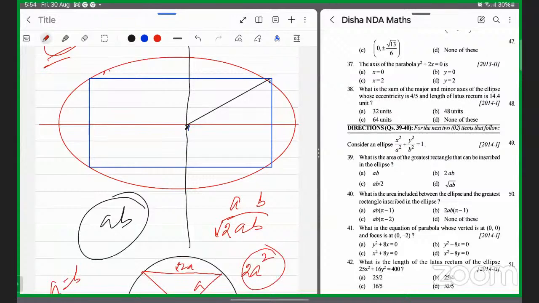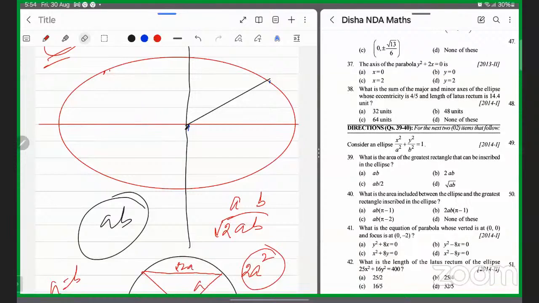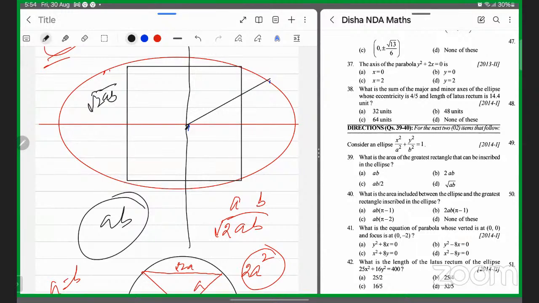And here you will find a square. Here you will also find a square. Sushil, here you will also find a square of this shape. So the side length will be root 2 times AB. So the area will be root 2 times AB whole square. I think the answer should be 2AB.